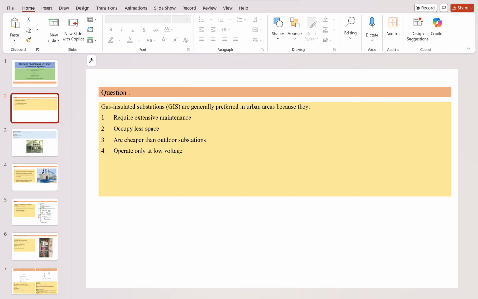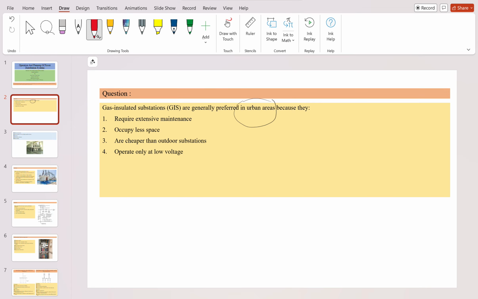So this is a question related to gas insulated substations, which are generally preferred in the urban areas. You have to tell me why it is preferred. Why not an air insulated substation or any other kind of insulation methodology in the urban areas? When you see the urban areas, generally GIS substations are preferred. You just have to tell me why it is so. There are four options. You just have to tell me which option is correct.